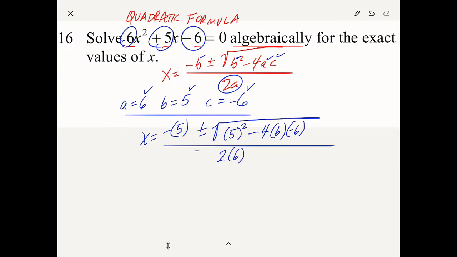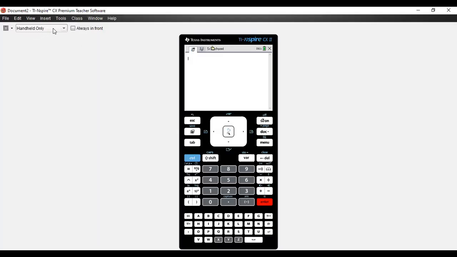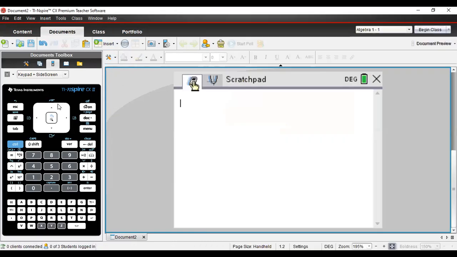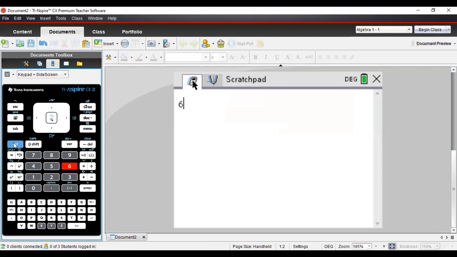All right, and I am going to make this bigger so you can see exactly what I'm doing. So the very first thing that I'm doing is I'm going to store 6 into a. So it's going to be 6, control store into a. And then I'm going to do 5, control store into b. Then I'm going to do negative 6 and store that into c. Press enter. Now I've got those stored.